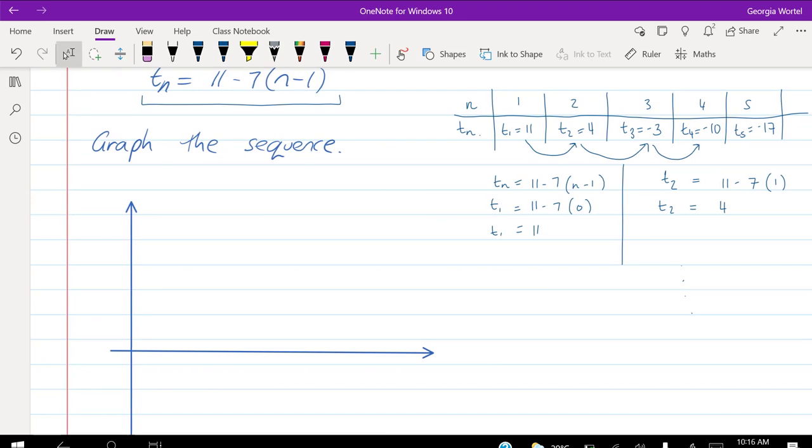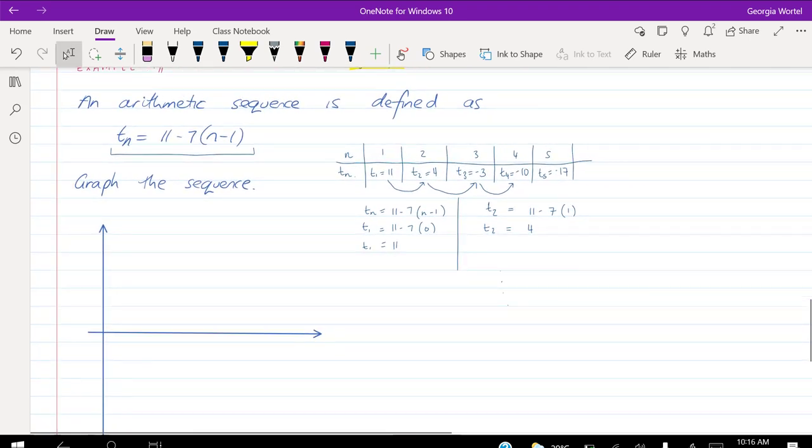We can graph that. Before we do that, just have a look at your numbers. 11, 4, negative 3, negative 10, negative 17. You can see they're going down. You could have recognized that before we even worked them out. Keep in mind, this is literally just a linear equation. This is our variable here. You can think of that as your variable x. The thing attached to the variable is negative 7, so that would be our gradient. And then over here, this positive 11 would be your y-intercept.